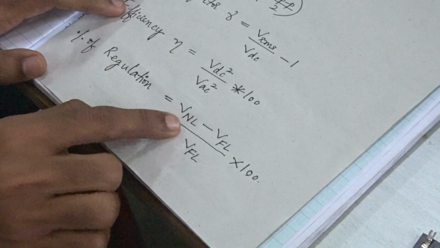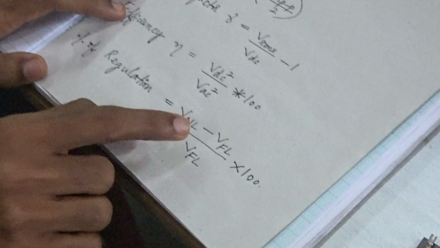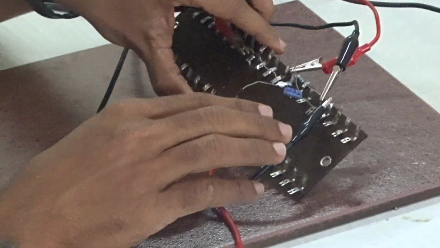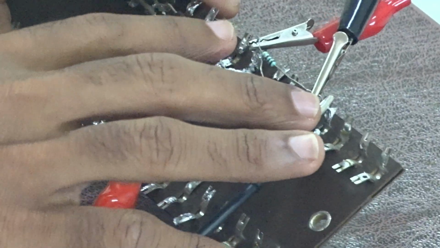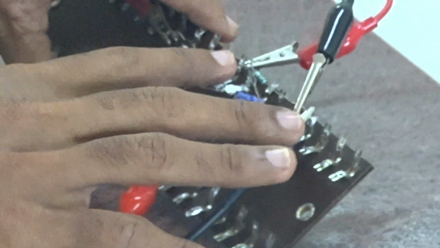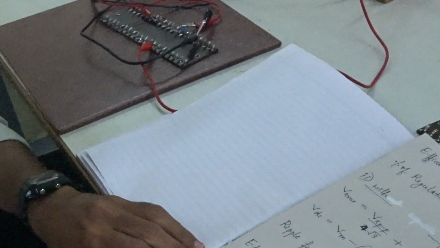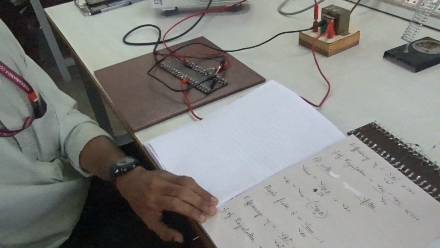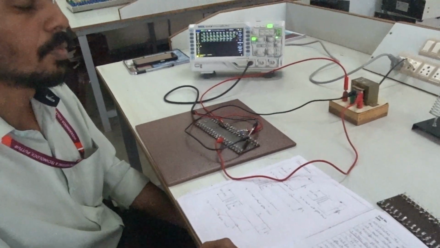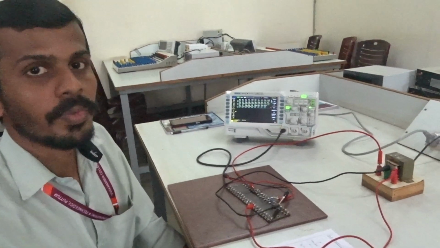and in order to find out the no load voltage value, you have to disconnect this resistor. That's it. Remaining all the circuits will be same. Only you need to remove this resistor, and you have to measure the output voltage across the capacitor. So the voltage you are getting across the capacitor is nothing but the no load voltage. And after getting the no load voltage value, find out the percentage of regulation. So this is about the full wave rectifier circuit with filter. Thank you.